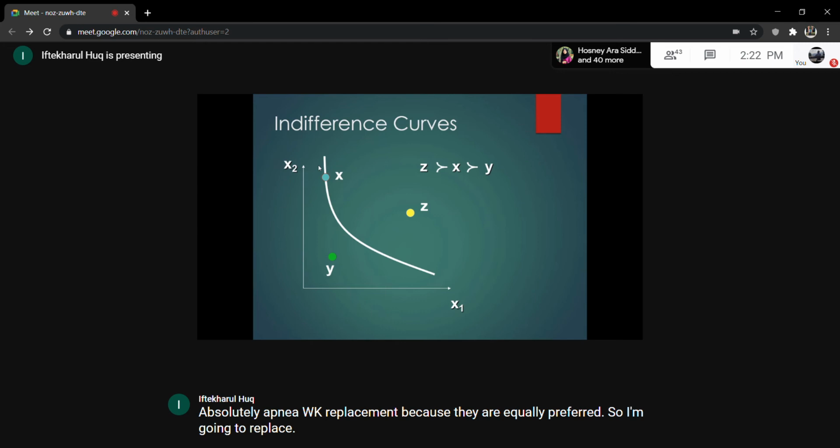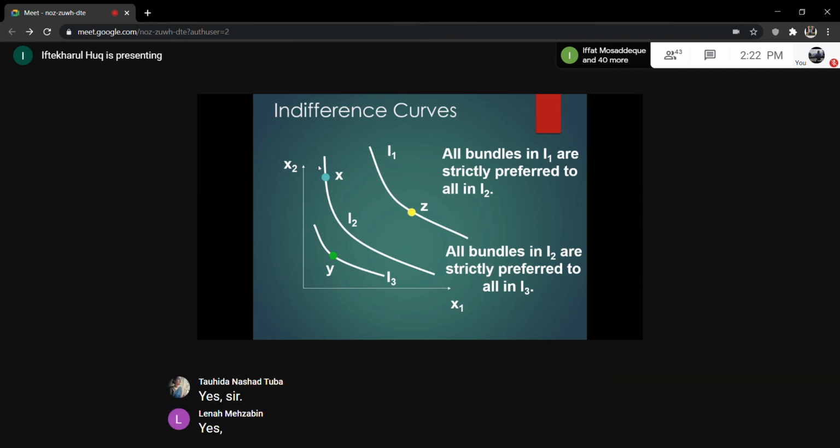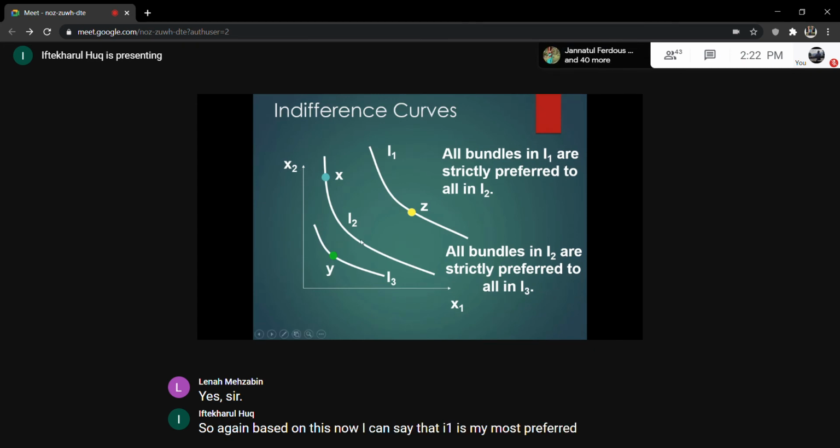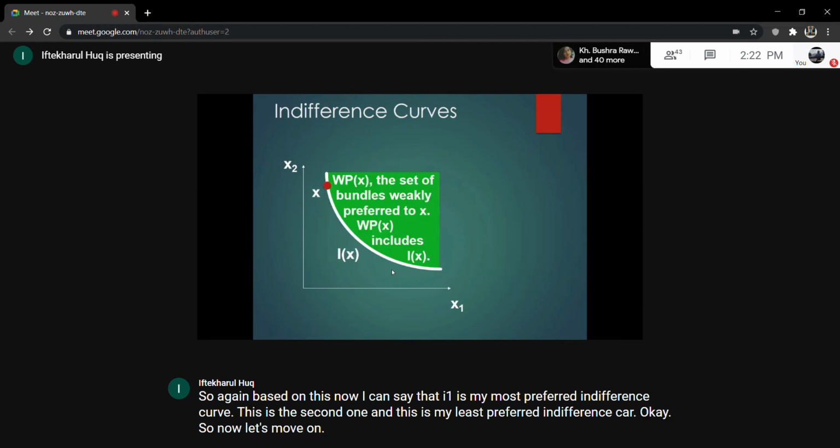Is that clear, guys? Yes, sir. Good. So again, based on this, now I can say that I1 is my most preferred indifference curve, this is the second one, and this is my least preferred indifference curve. Okay, so now let's move on.